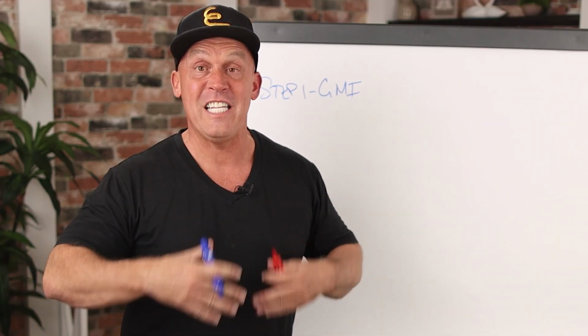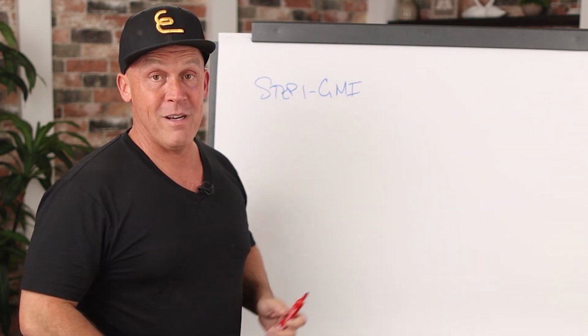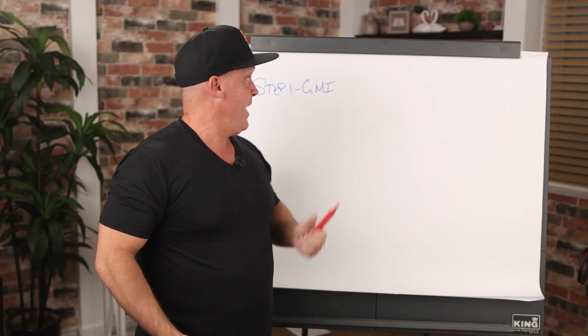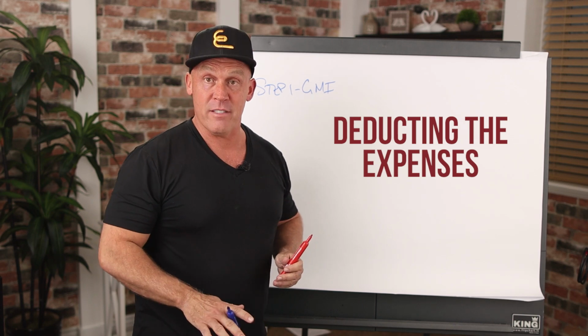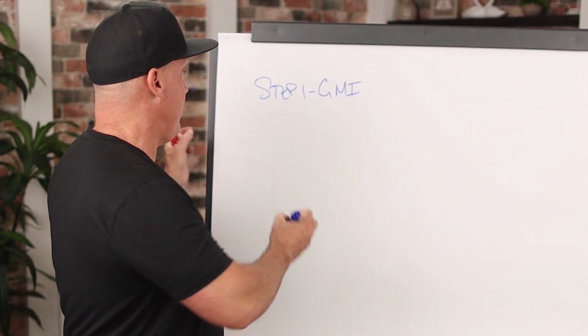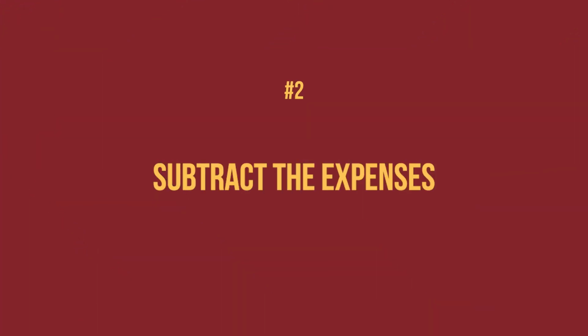All of that counts, so you need to add all of that up to get your gross monthly income. Now that you got that number, it's time to start deducting the expenses. So the second thing you want to do, step 2, is subtract the expenses.